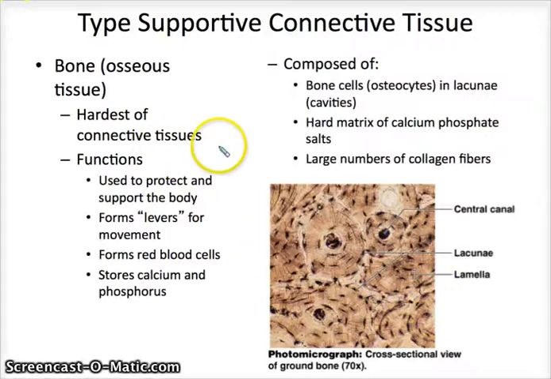So when we look at bone, what we see is we have the osteocytes, we see the calcium phosphate salts, and we have collagen fibers. Think of the collagen as the rebar in reinforced concrete. Part of the reason bone is so hard is it is built much like reinforced concrete. You pour the concrete, but you have those rebar in there to kind of give it a little bit of flexibility and support. That's exactly what the collagen does. So that's partly why bone is so strong.